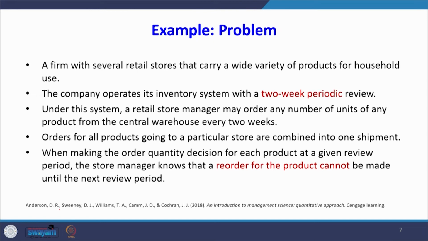The company operates its inventory system with a 2-week periodic review. What is the meaning of this 2 weeks? Every 2 weeks they will check the inventory level.